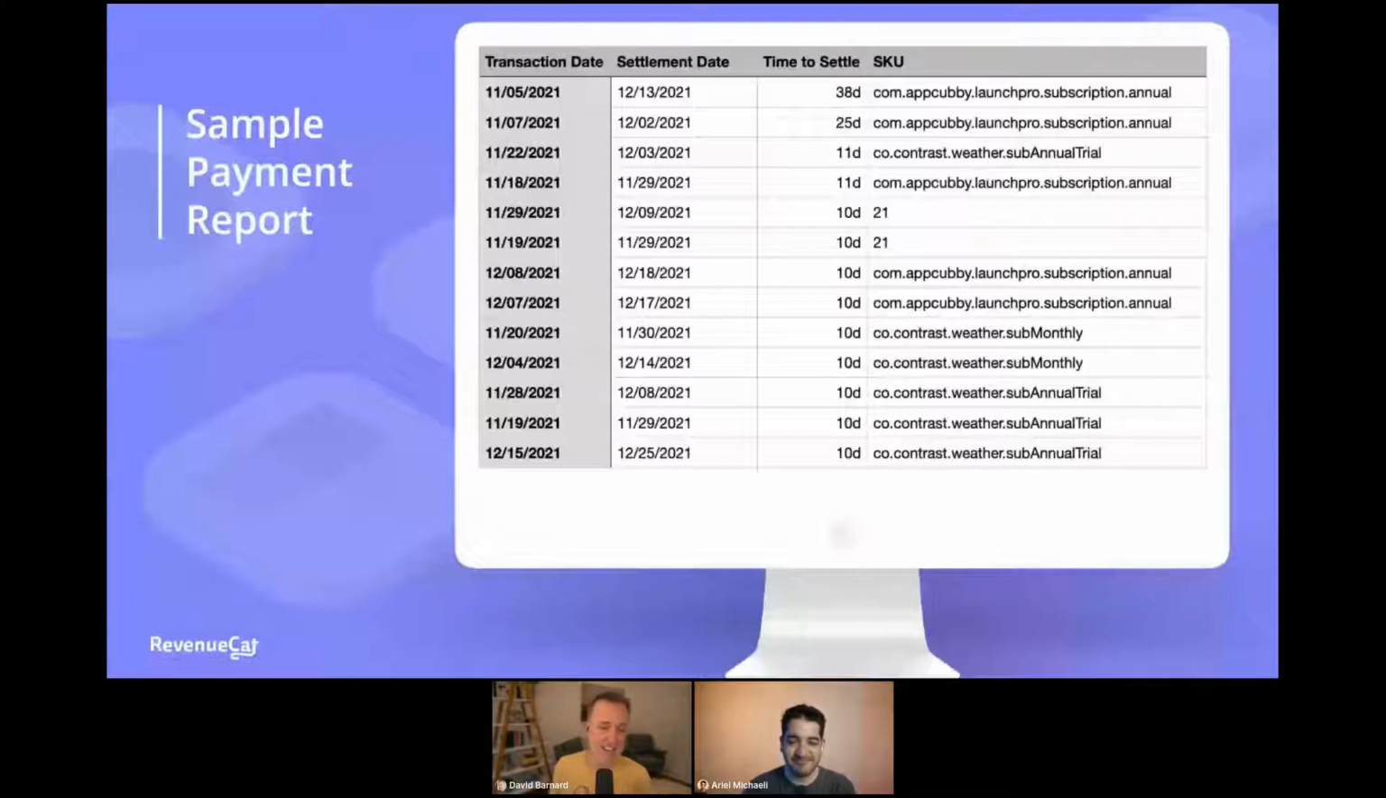And it's nice that Apple's gotten better and better at reporting it as well. We're getting more and more detailed reports so that you can do better accounting.